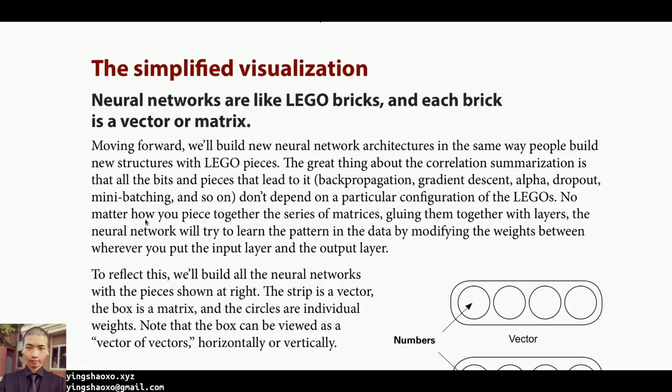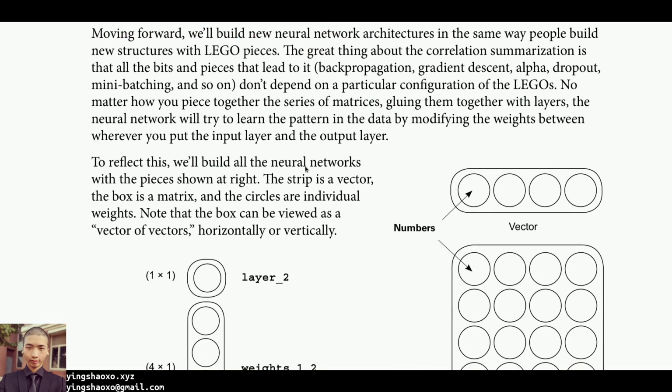No matter how you piece together the series of matrices, gluing them together with layers, the neural network will try to learn the pattern in the data by modifying the weights between wherever you put the input layer and the output layer. To reflect this, we will build all the neural networks with the pieces shown at right. The strip is a vector, the box is a matrix, and the circles are individual weights. Note that the box can be viewed as a vector of vectors, horizontally or vertically.